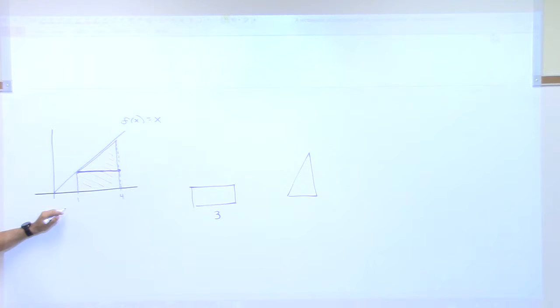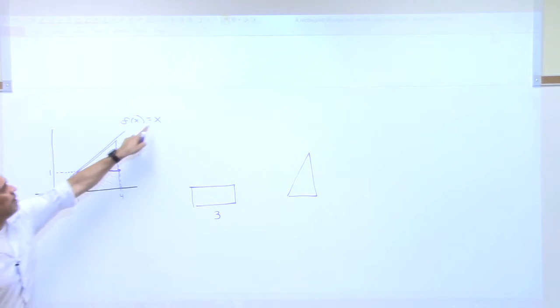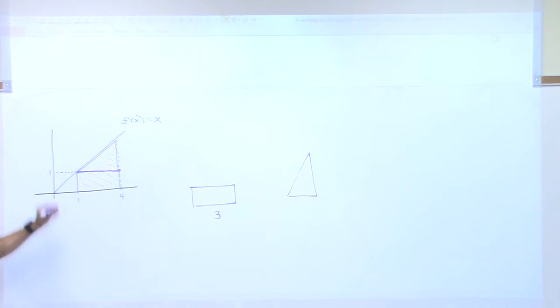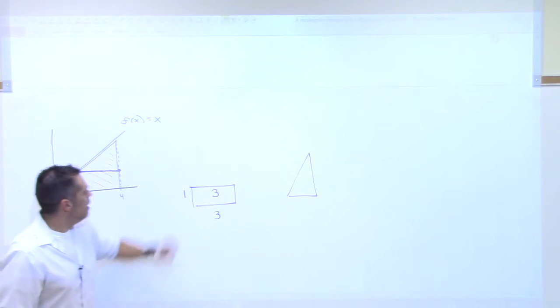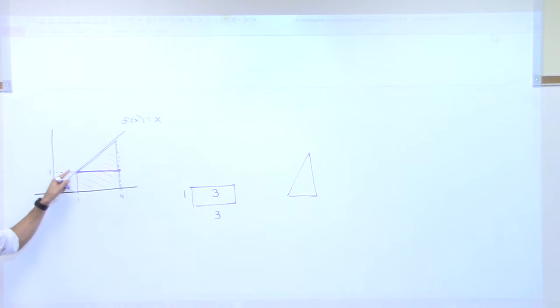How do you know it's 1? Because when we plug 1 into that function, it spits out 1, right? When you plug in 1, it spits out 1. So we know it's 1 high. So we know the area of that, right? It's 3? Okay, now we have this triangle right here.